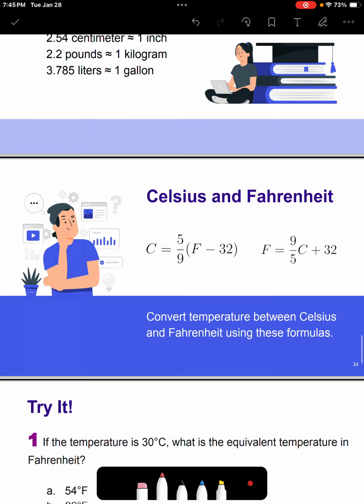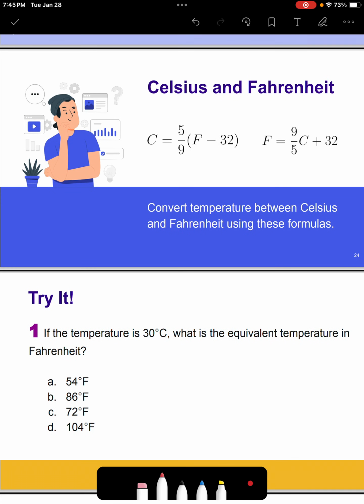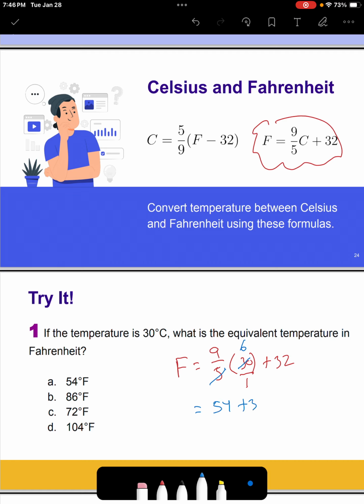Let's talk about Celsius and Fahrenheit temperature conversions. These are your two formulas. If the temperature is 30 degrees Celsius, what is the equivalent temperature in Fahrenheit? Since we want to know Fahrenheit, we want to use this formula right here. Fahrenheit equals 9/5 times your Celsius, which is 30, plus 32. We're going to make this over 1. We take the 5 and cancel with 30 and leave a 6. So it equals 54 plus 32, or 86 degrees Fahrenheit. So it would be this answer right here. So you have to plug in the formulas.